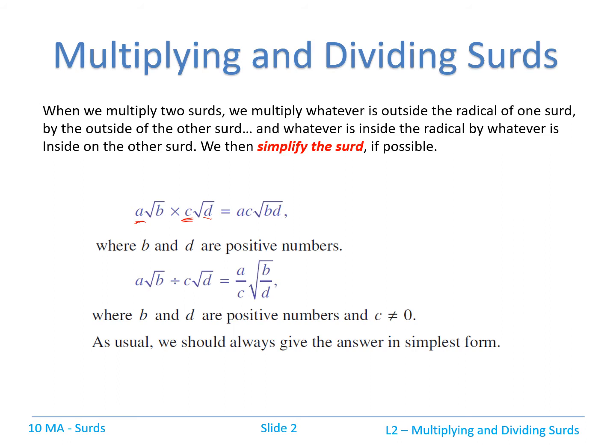When we divide, just like fractions, we divide whatever's outside the square root, and then we divide whatever's inside the square root. You'll notice here it says C can't equal 0 because we can't divide by 0, and that's assuming also that D can't equal 0 because we can't divide by 0 in a radical either. As usual, we should always give the answer in simplest form, so that means once you've multiplied it out, you then need to simplify it if you can.